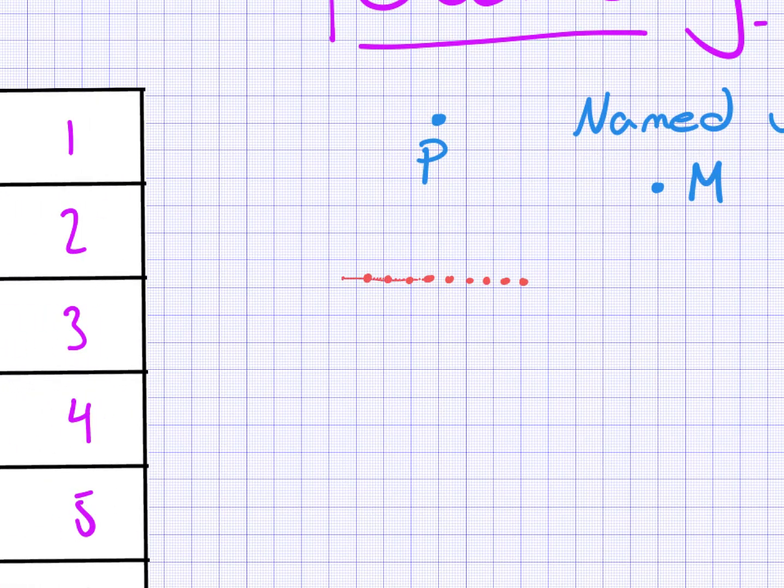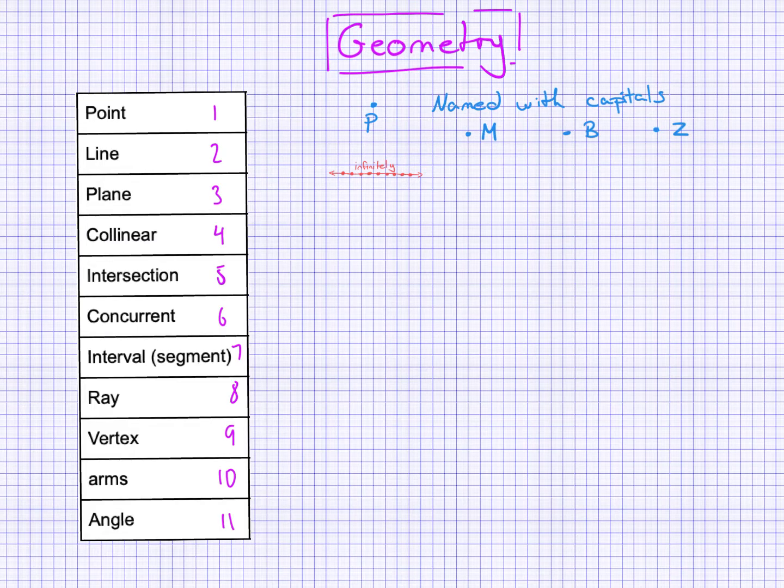Now that's a line, it's just a collection of points. And what happens is we draw it as a straight line and it continues on in both directions infinitely. So a line is an infinite collection of points in both directions. That's the second of the 11 things.